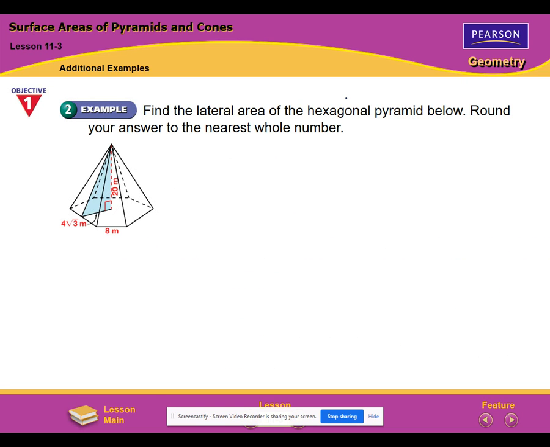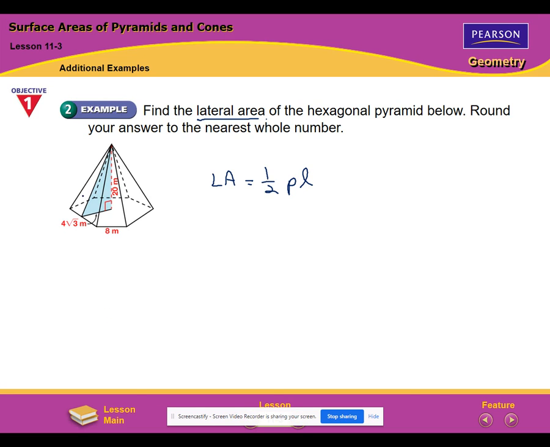Next one says find the lateral area of the hexagonal pyramid below, round your answer to the nearest whole number. Notice it said lateral area, right? So I don't have to start with surface area equals lateral area plus a base. If I were asked for the surface area, I would calculate the lateral area, and then I'd have to find the area of this hexagon, which we know how to do because of section 10.3. But they didn't ask for that. Lateral area is 1/2 perimeter times slant height.